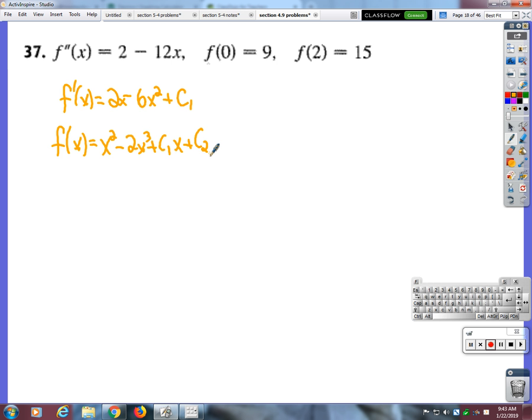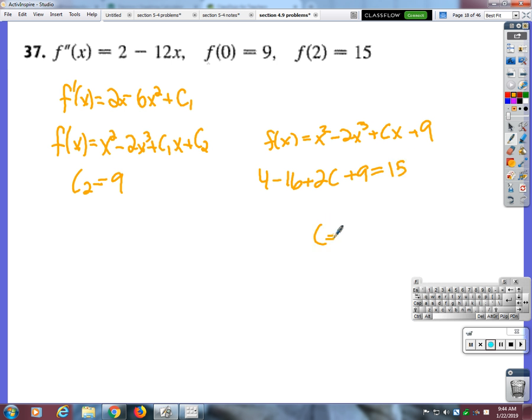Appreciate it. All right, so when I plug in 0, I get 9, Maddie. So that right away tells you that C2 equals 9. Because if you plug in 0 for all these x's, then they all go away. So then that means that this was really x squared minus 2x cubed plus cx plus 9. And then if I plug in 2, I get 15. So 4 minus 16 plus 2c plus 9 equals 15.